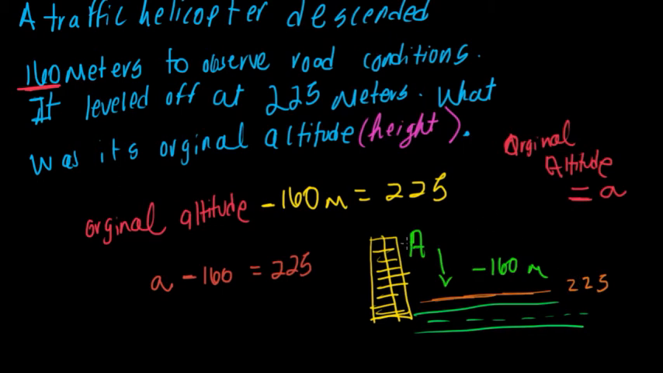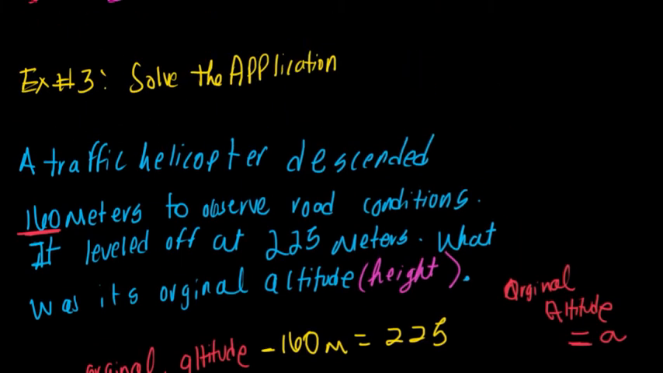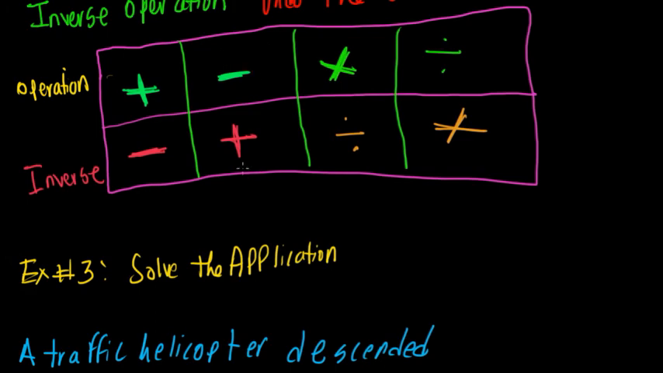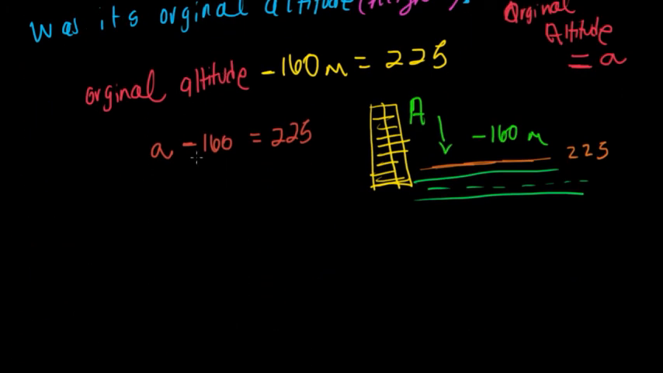But what was this original altitude? Let's find it. If A minus 160 is equal to 225, we want to get A by itself. What's the sign of 160? Is it positive or negative? It's negative, so it means it's subtracted. So we're going to do the inverse operation of subtraction, which is addition. So let's go ahead and add 160 to both sides.